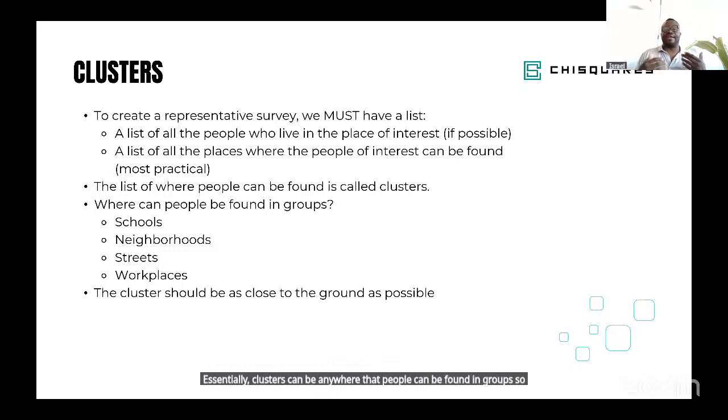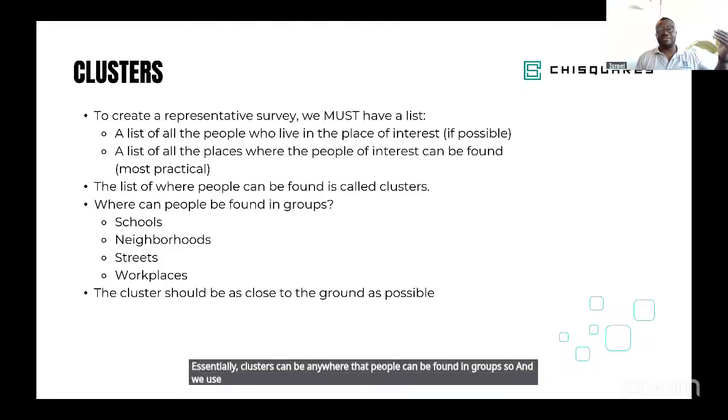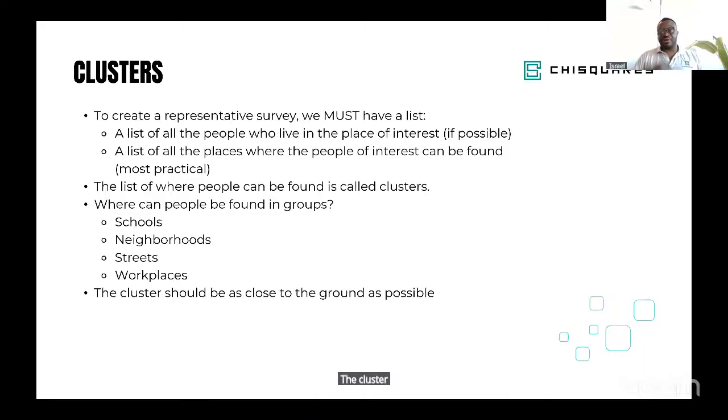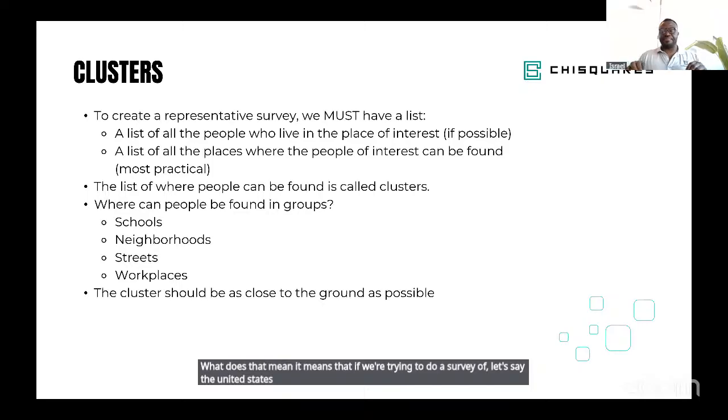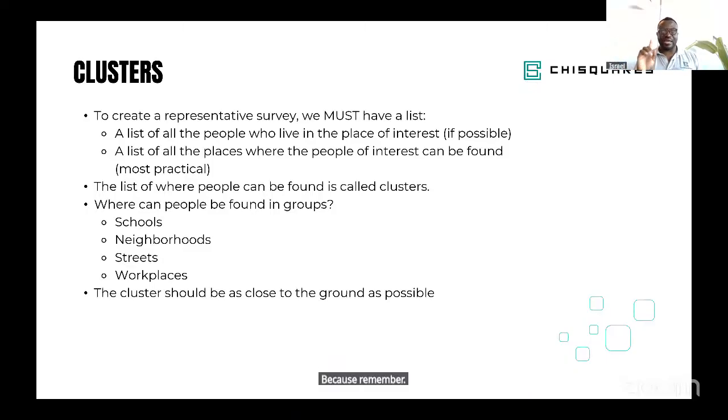We use clusters because we don't have a list of all the people who live in the population of interest. The cluster should be as close to the ground as possible. What does that mean? It means that if we're trying to do a survey of, let's say, the United States, it will make no sense to say, I want to use the 50 US states as clusters. Because remember, ideally, what we were aiming to get was a list of all the individuals.